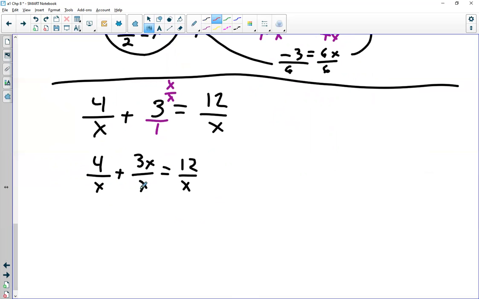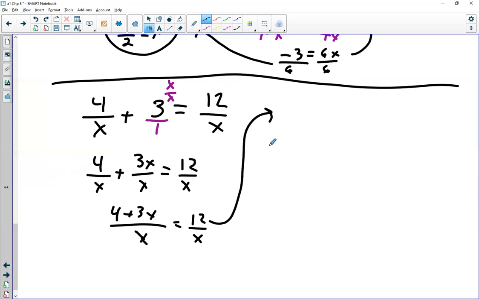Now, I will point this out because everything matches. What you could technically do is just cross this out and then do the top. Let's say if it doesn't match, I'm just going to pretend. So 4 plus 3x over x equals 12 over x. Cross multiply. The other way makes it so much easier. This one happened to match because I just made this up.